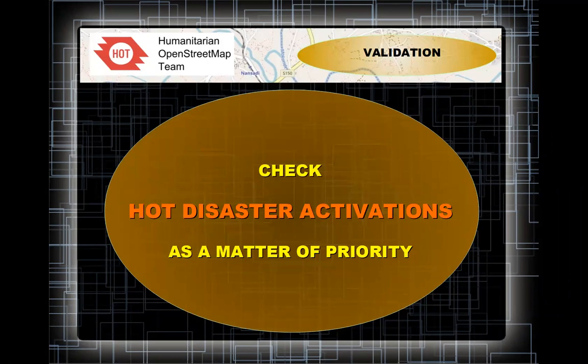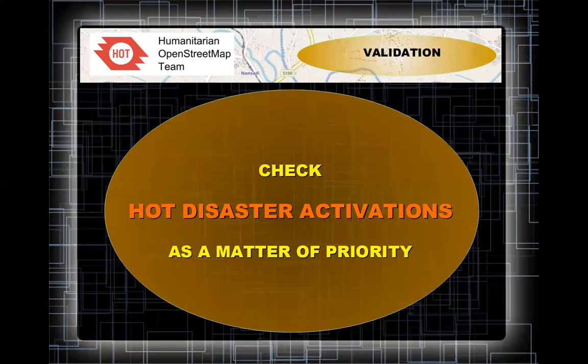Right. What I would like you to do is to please check for HOT disaster activations as a matter of priority. These will be marked as urgent on the tasking manager and should appear at the top of the list when you open up the Explore Projects page. Please look for those. You will see in the title it will either say earthquake or hurricane or landslide, or flooding. Look for those, please.